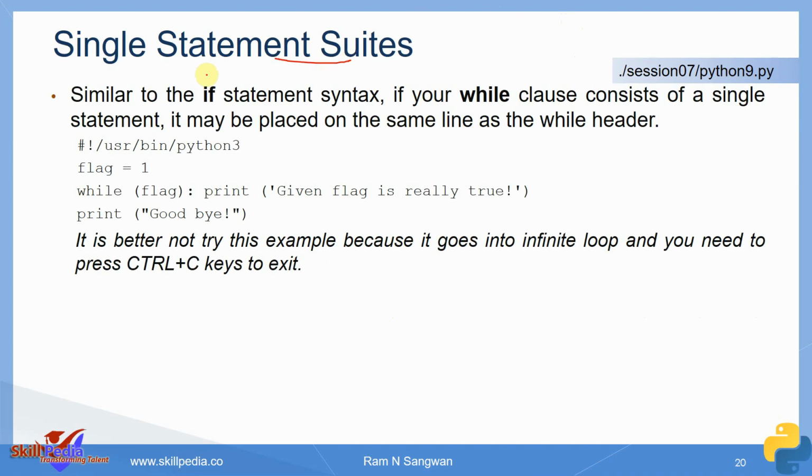The way we have a single-statement if, we can also have a loop with a single statement. Like flag equal to 1, while flag, print given flag is really true. And this is an infinite loop. Why? Because I am not changing the flag anywhere. So remember, it is better not to try this example, because it goes into an infinite loop. The reason being, I am not changing flag anywhere inside the body. If I am not changing it, it will remain true, it will remain 1. And you need to press Ctrl C to exit this program.